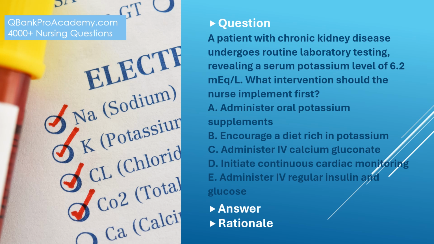Rationale: initiate continuous cardiac monitoring. A serum potassium level of 6.2 mg/L indicates hyperkalemia, which poses a risk of cardiac arrhythmias. Continuous cardiac monitoring is essential to detect and manage potential cardiac complications. Options A and B could exacerbate hyperkalemia and are contraindicated. Option C, IV calcium gluconate, is used in emergencies but is not the initial priority. Option E, IV regular insulin and glucose, is used to shift potassium into cells but should be implemented after cardiac monitoring is initiated.